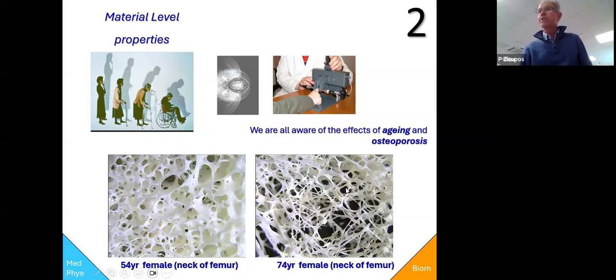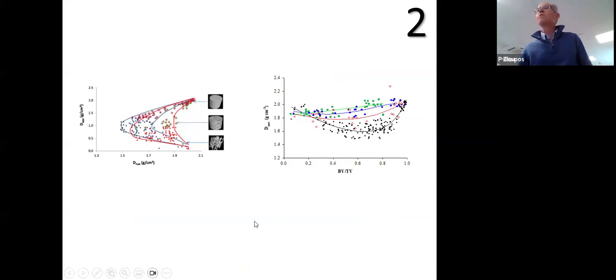And how does this change? Well, we looked first of all at the change of the apparent density with the material density of the bone. And here we have the material density on this axis, and that's the apparent density. So what we've got here is low apparent density of bone, very osteoporotic.